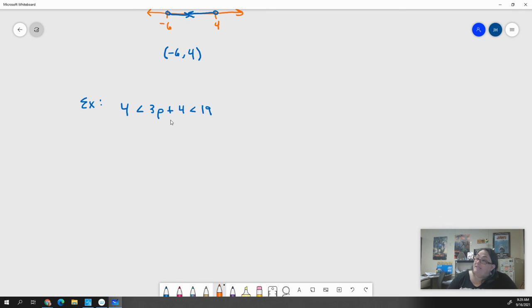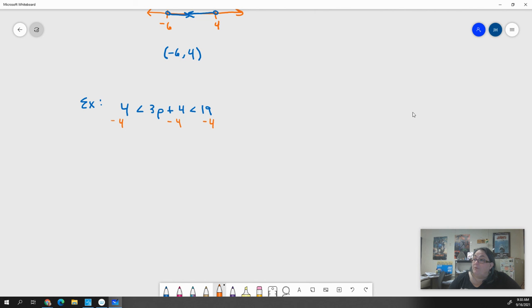But we're still looking at what's happening to our variable, and our variable is in this middle part right here. So we need to ask, what's happening to p in here? 4 is being added to it. 3 is being multiplied to it. So we're going to undo those things. We're going to start by subtracting 4. But I can't just subtract my 4 from here. I also have to subtract it from this side and this side.